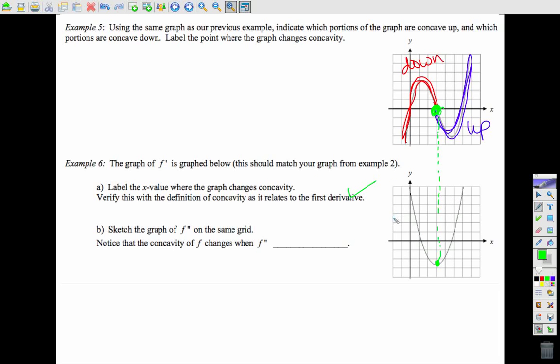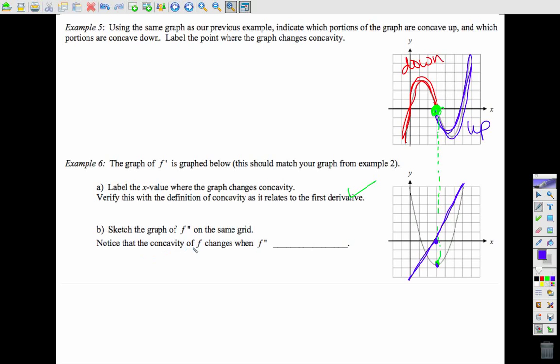Sketch the graph of f double prime on the same grid. Notice that the concavity of f changes when f prime something. All right, well, let's figure out what happens. So we're graphing the graph of f double prime, the second derivative. The second derivative is the slope of the first derivative. Okay, so what's the slope through here? It is a negative slope, right? And then at this point right here, what happens to the slope? It becomes 0, so we know it's going to cross the 0 right here, and then we have a positive slope. So we got something that looks like this. Actually, it should be a line. I can't draw a straight line. So it looks something like that.